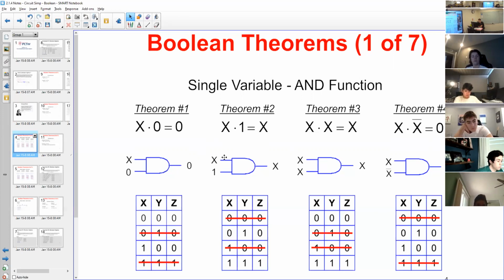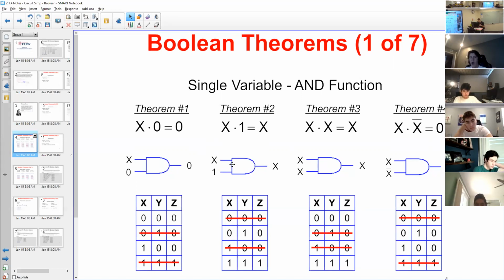If you have whatever this top input is and a 1 on the bottom, the output will be whatever that input on top is. If it's a 0, because it's an AND gate, then the output's 0 because they're both not on. If it's a 1, the output will be 1 because they both are on.